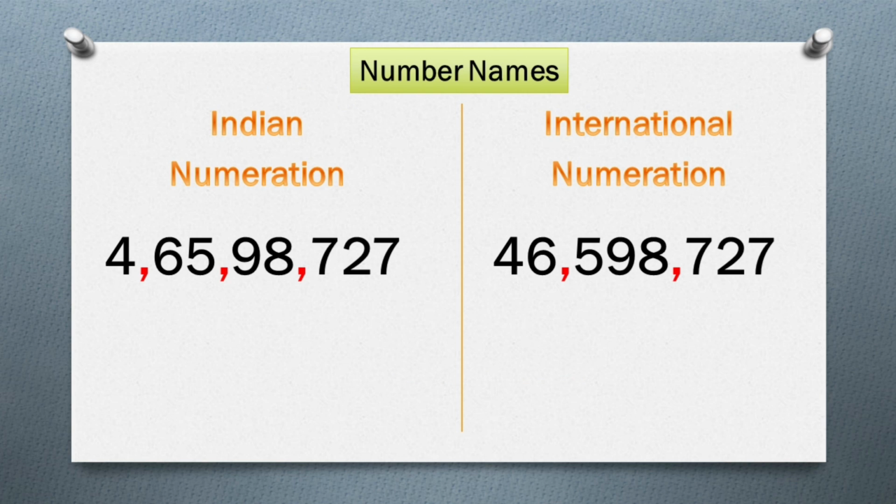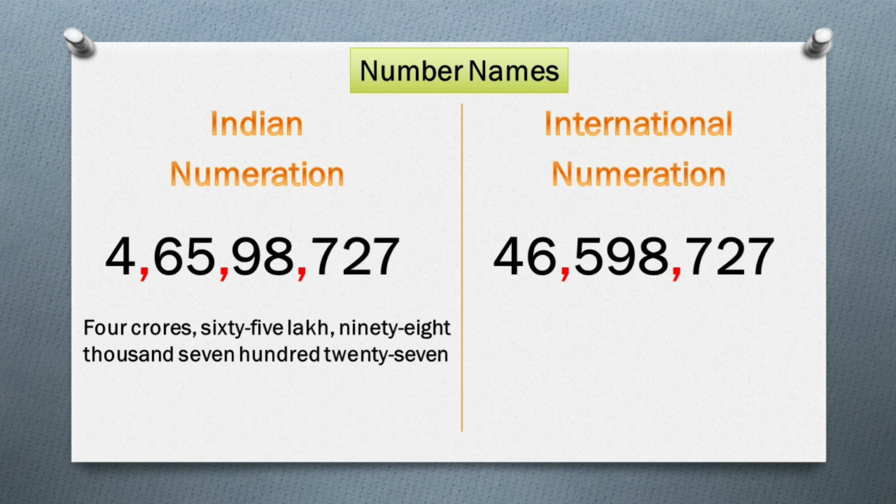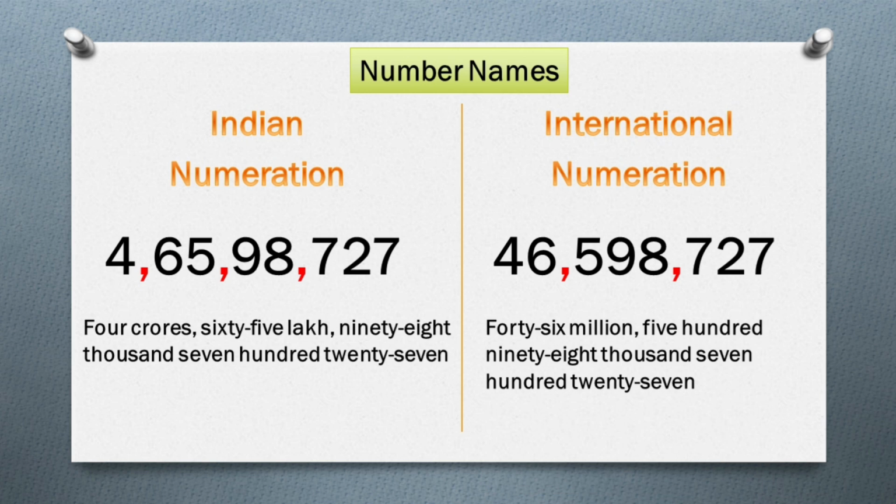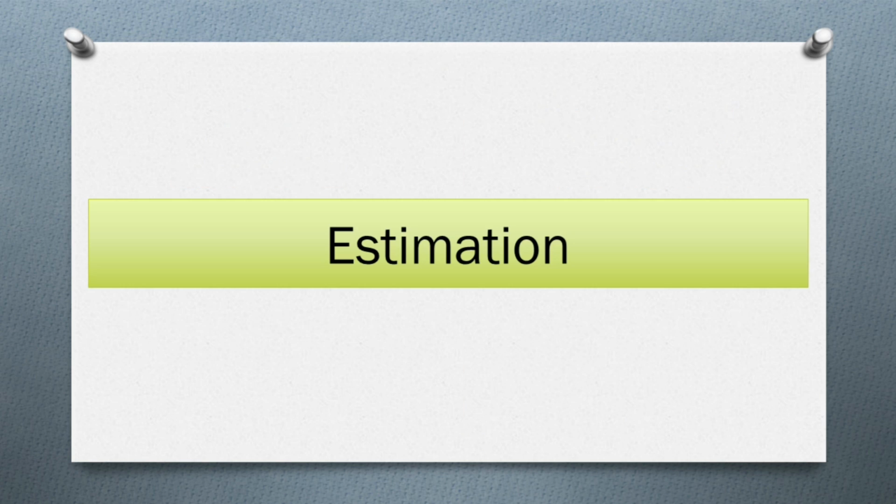So this is how the number 46598727 is read after placing commas as per the Indian numeration system: 4,65,98,727, and as per international numeration: 46,598,727. Let's now understand estimation.